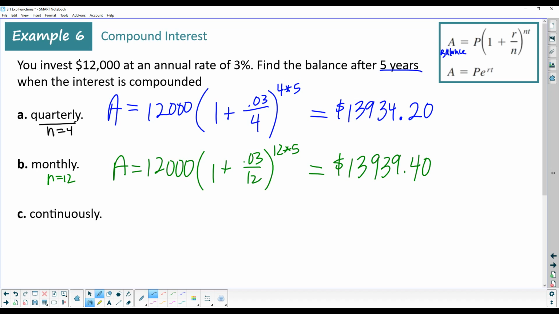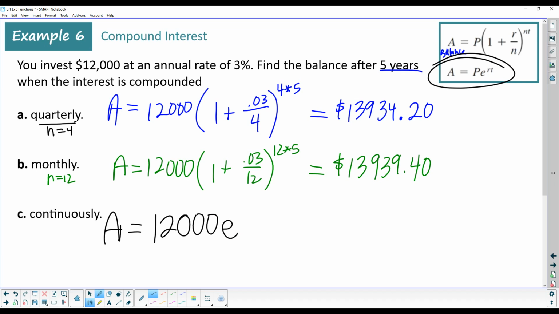Any other issues? Continuously is a separate formula. Continuously is when it has a base of e. So A is equal to the principal amount multiplied by e to the power of the rate multiplied by the time. There's no n. It's compounding every second of every day.